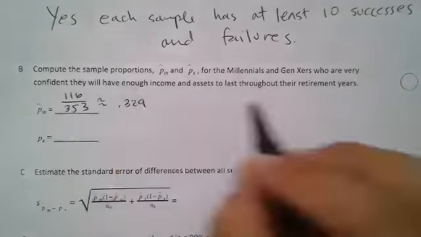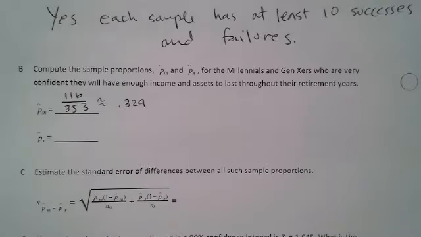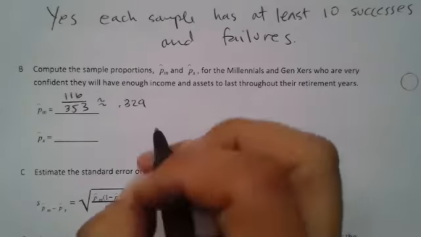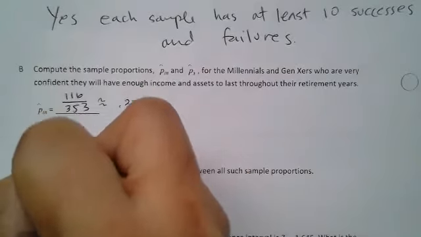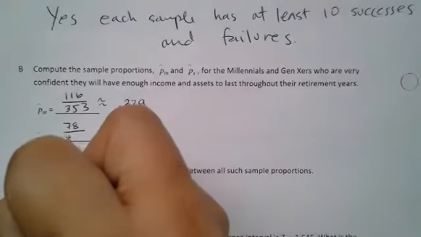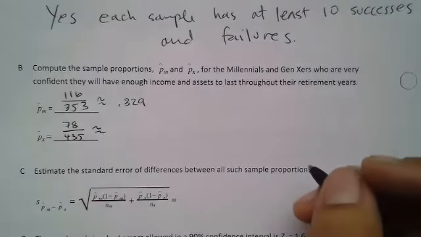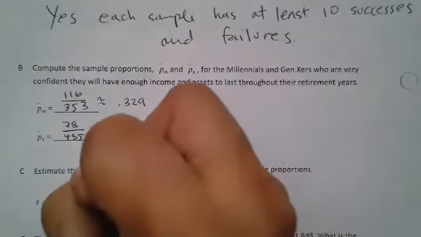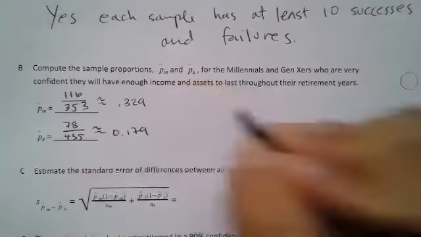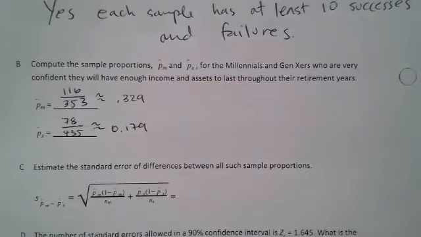0.329. And then P hat X will be 78 over 435. That's right. That's correct. Very good. And that would be 0.179. Yes. Great. Good. Yep. All right.